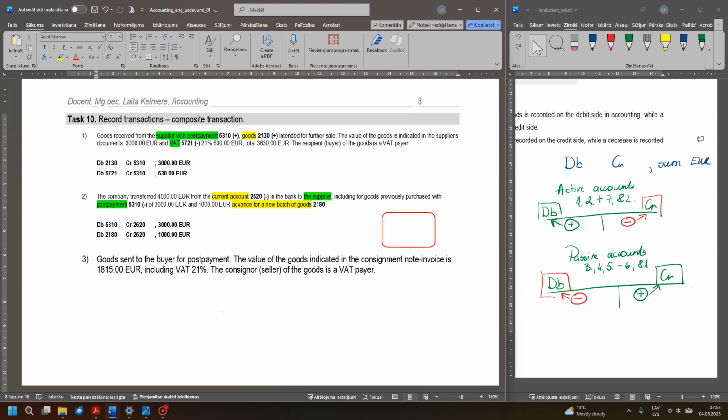Now we calculate the amount without VAT. Remember, mathematics is really useful in accounting. So we take the total amount and divide by one point, and after the point comes the percentage of the tax. In our situation, if the value added tax is 21, then we divide by 1.21. And then we get the amount without VAT is 1,500 and the VAT is 315 euros.